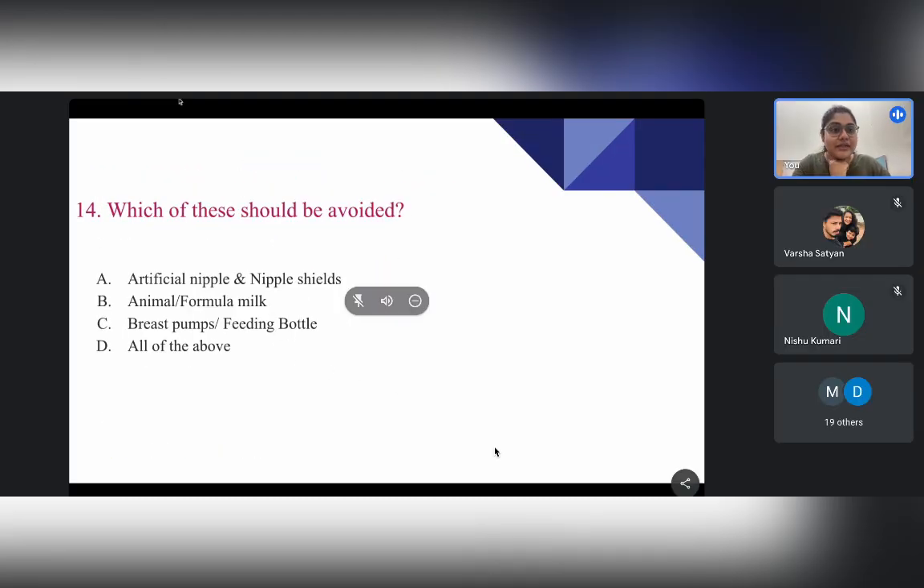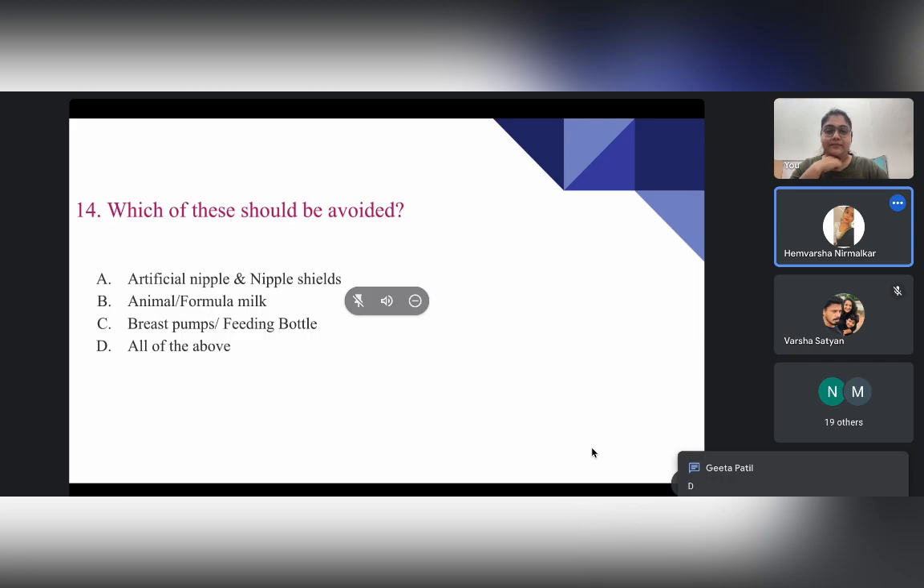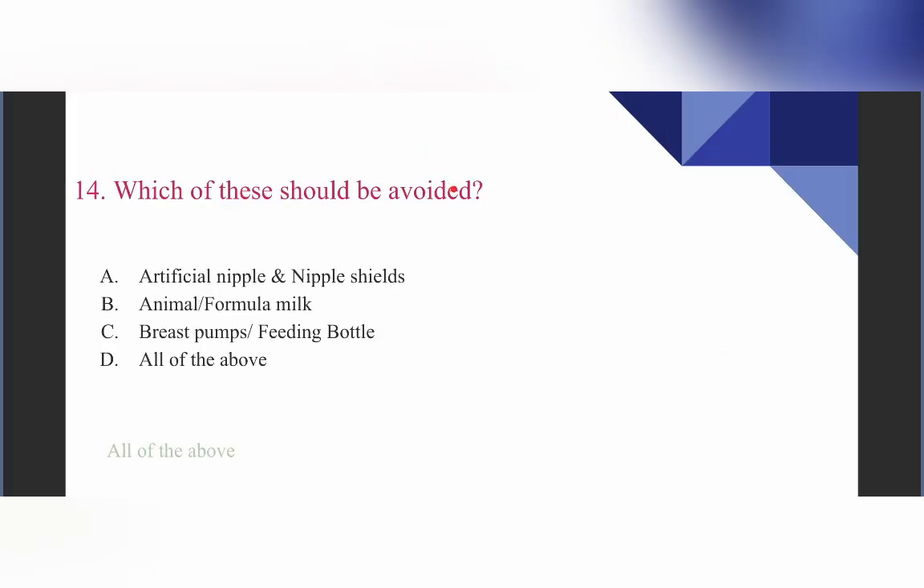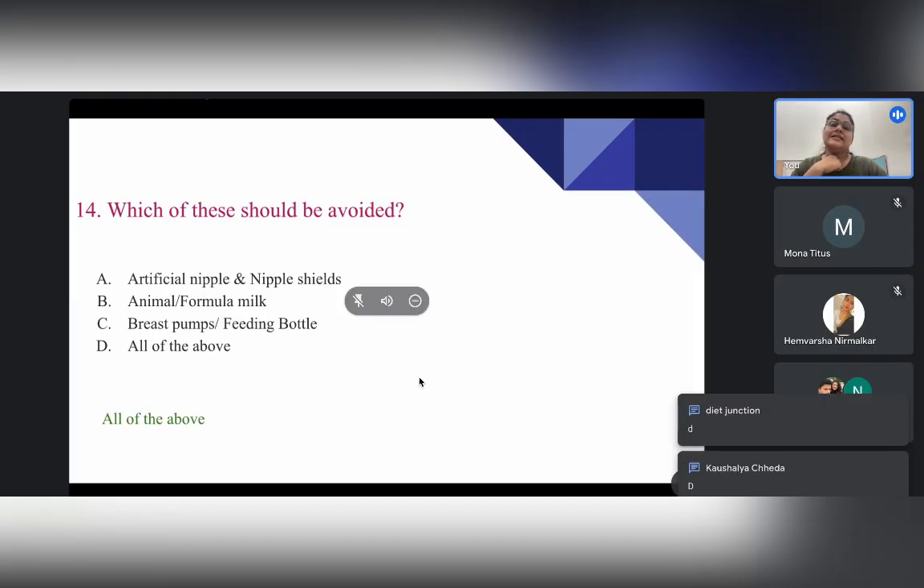Okay, we move on to the next question. Which of these should be avoided? Option D. Okay, Option D, ma'am. So all of you have unanimously said option D, and that is very correct.